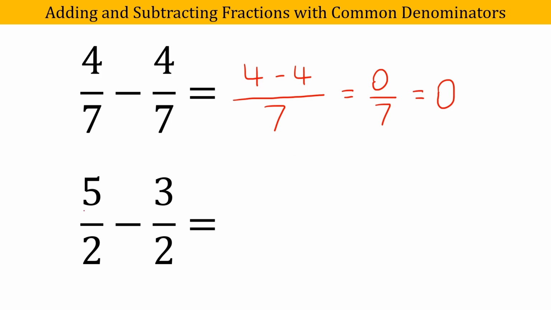Now, for this last example, I have 5 over 2 minus 3 over 2. Since 2 is the same, my denominator is the same, so I can simply write 2 on the bottom. Now for the top, I just have to subtract: I have 5 minus 3, and 5 minus 3 is going to be 2. So I'm going to have 2 over 2. And if you recall, if I have the same number divided by the same number, I simply get 1 as an answer.